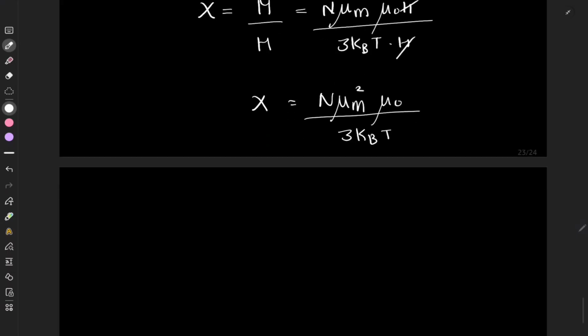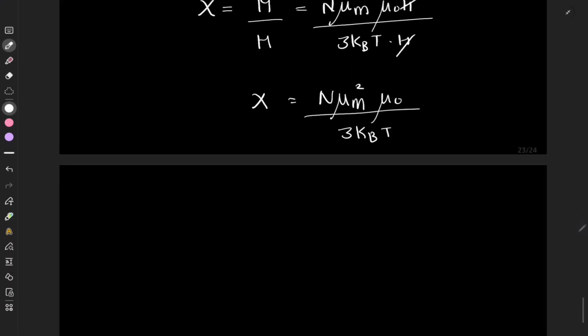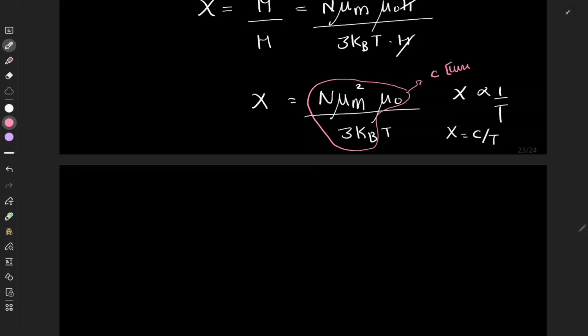So from this equation we can see that susceptibility psi is inversely proportional to temperature. The proportionality constant is c by T, where c is this whole term except the T term. This c is the Curie constant. This is how the graph looks: susceptibility versus temperature is a decaying curve.